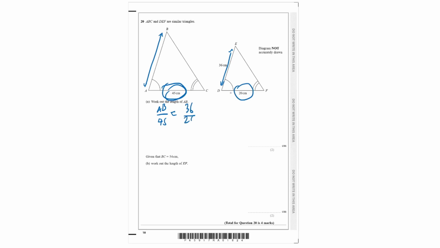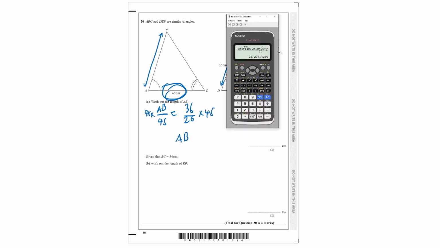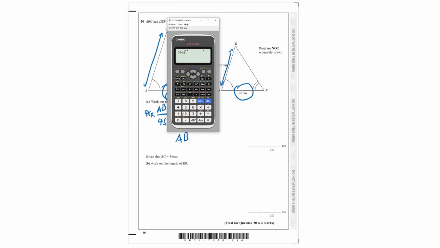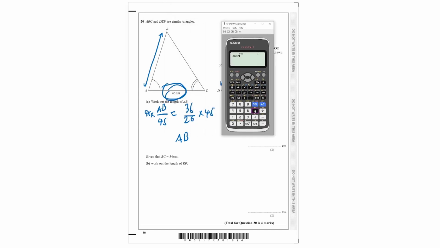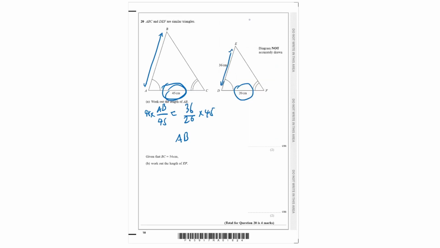That's 20. We can isolate AB by multiplying both sides by 45. We can find out what AB is using our calculator. So here we have 36 divided by 20, then we multiply by 45. So we have 81 centimeters.